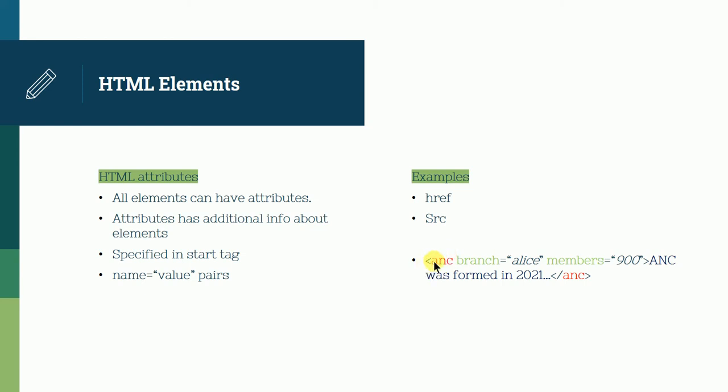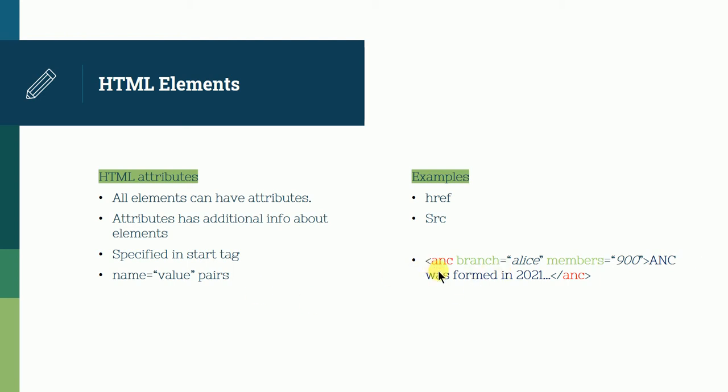As you can see, ANC is our element. There is no HTML element called ANC, but this is just an example. So this is our HTML element, which is ANC. This is the opening tag, and then this is the closing tag. This one, which is red, is the element, the opening tag and the closing tag. According to this bullet point, attributes are specified in the start tag. So you can see this is the start tag.